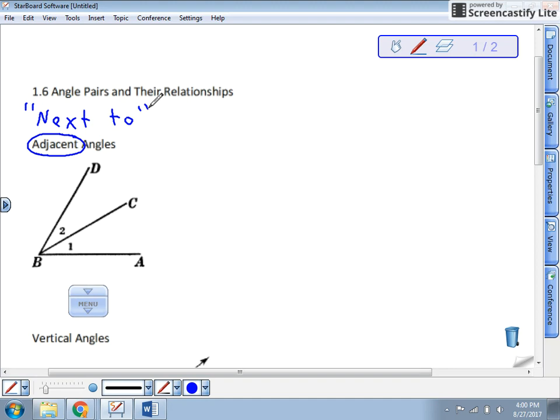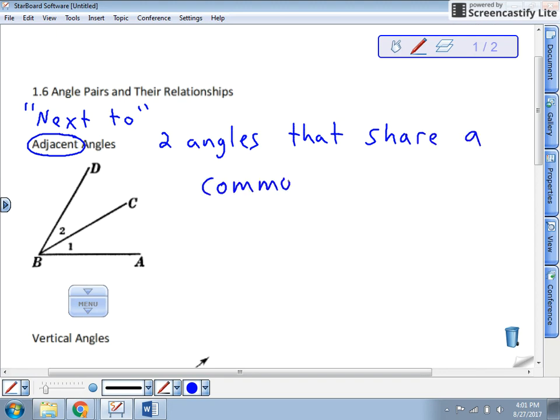We call those adjacent. The definition of adjacent angles means they're two angles that share a common side. And in this picture right here, the common side is this side right here. So we would say that angle 1 and 2 are adjacent angles.